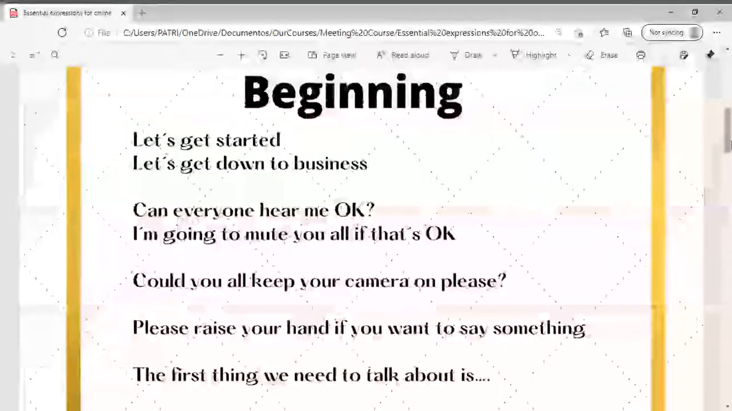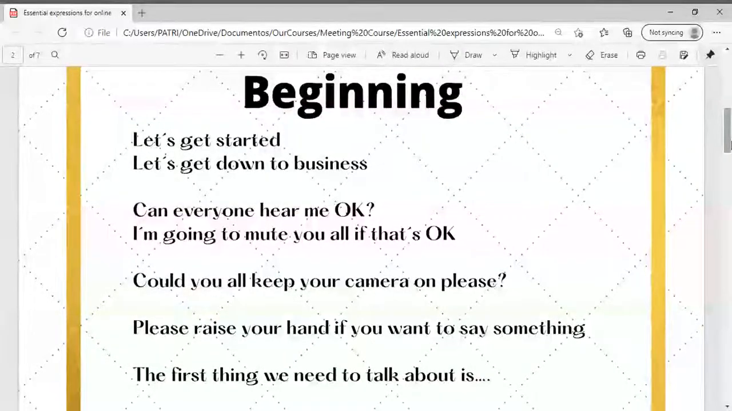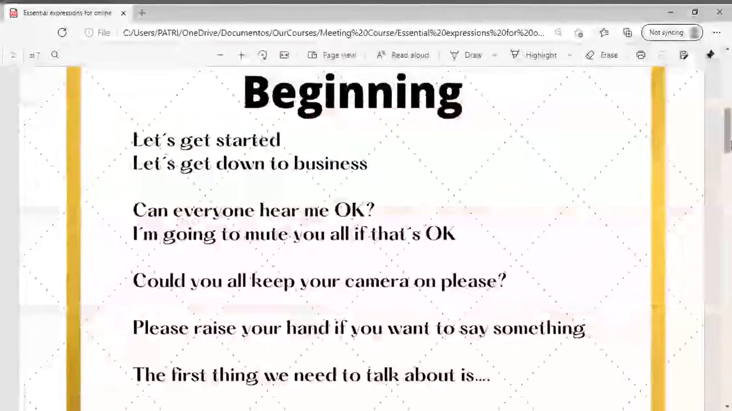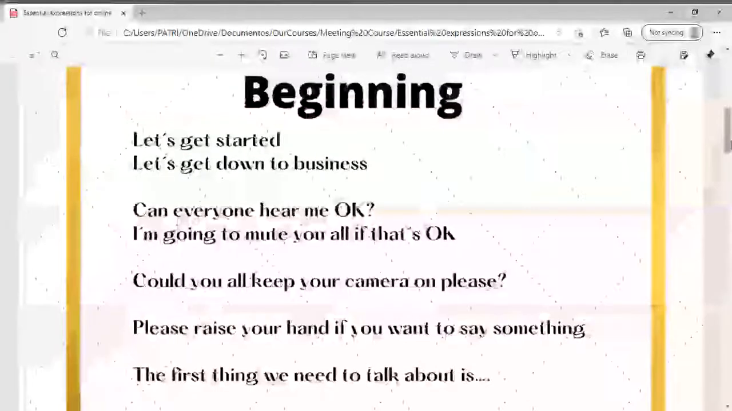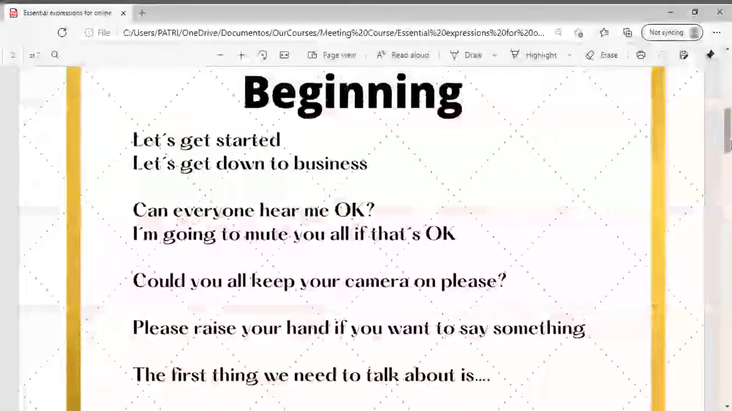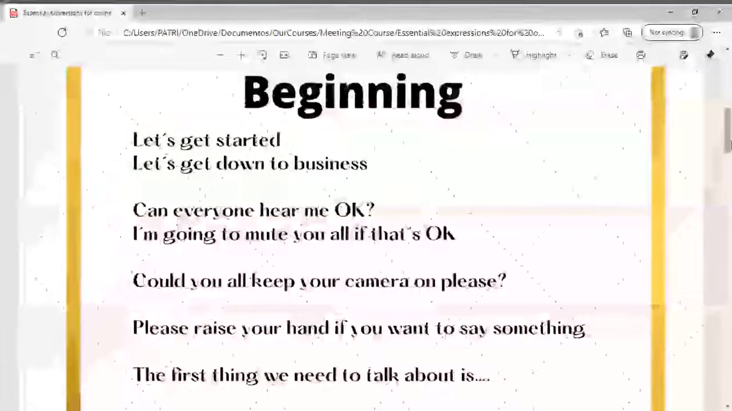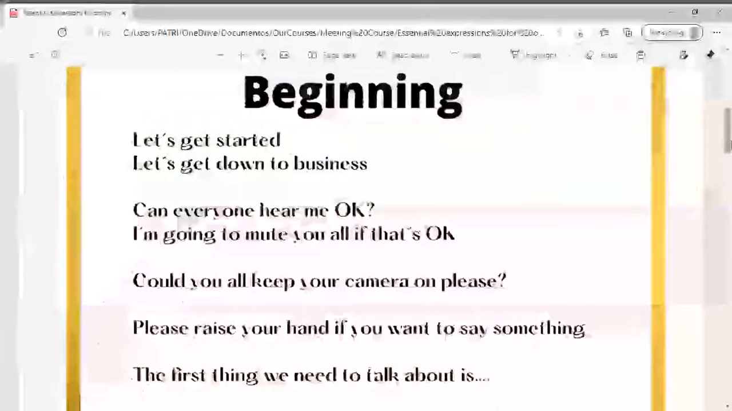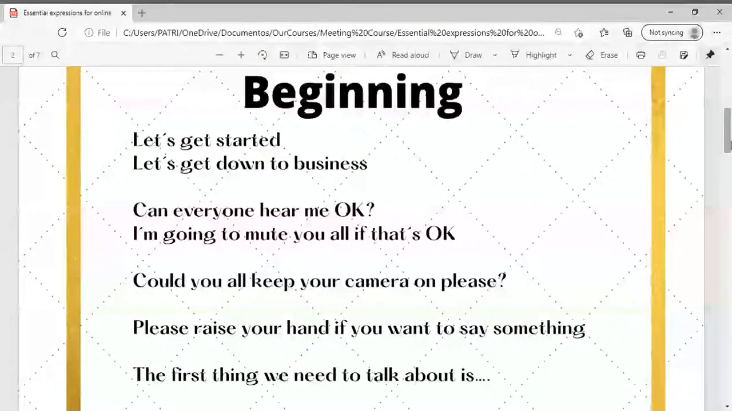You want to check that people are hearing you okay, so that the audio is good. So, can everybody hear me okay? And then if you're in charge and you want everyone to stay quiet while people are speaking, you want to say, I'm going to mute you all, if that's okay. So you're going to put everybody on mute. You can say, I'm going to mute you, or I'm going to put you all on mute. Okay, the opposite of that is I'm going to unmute you. So I'm going to mute you and unmute you.